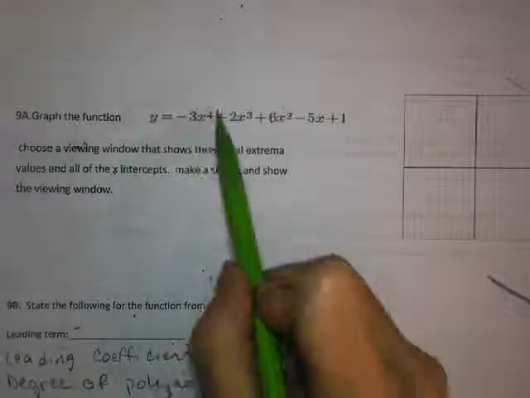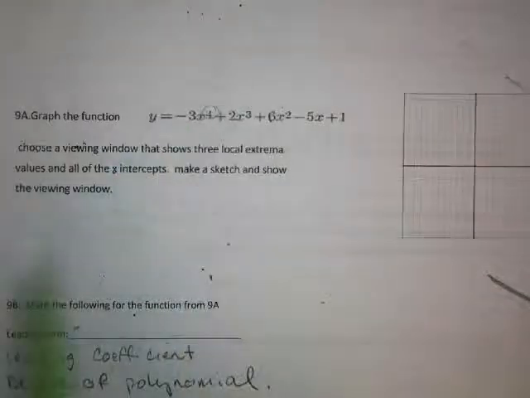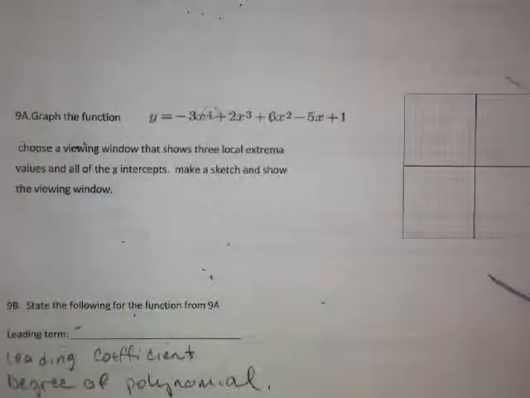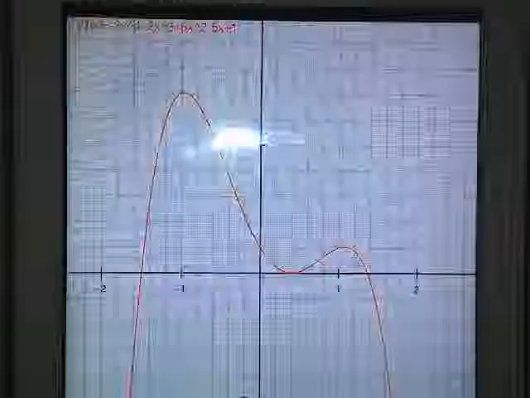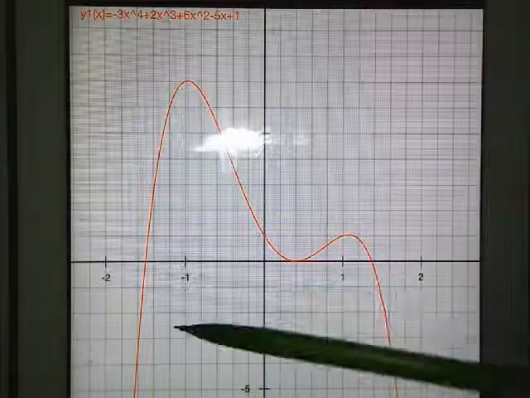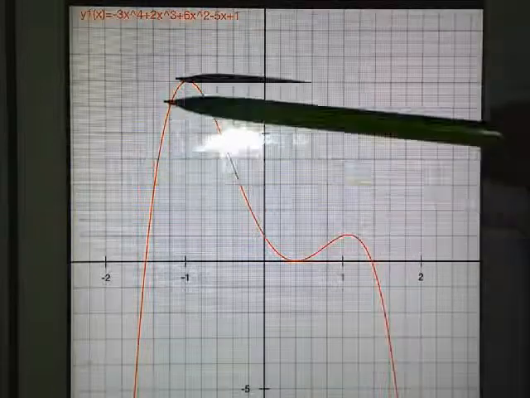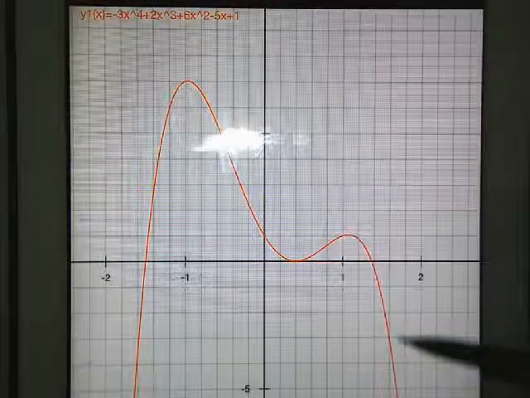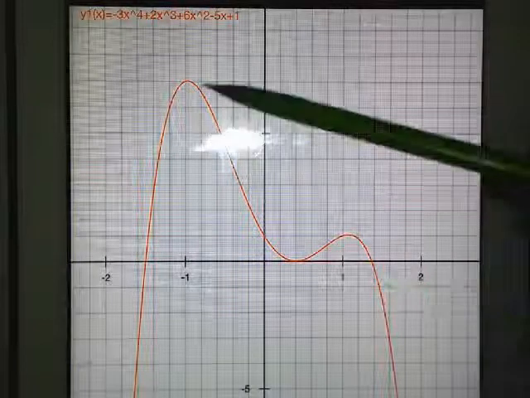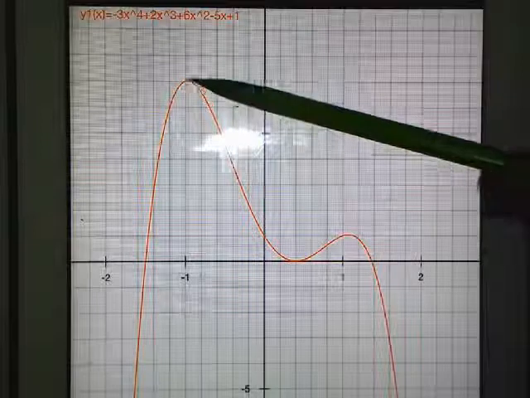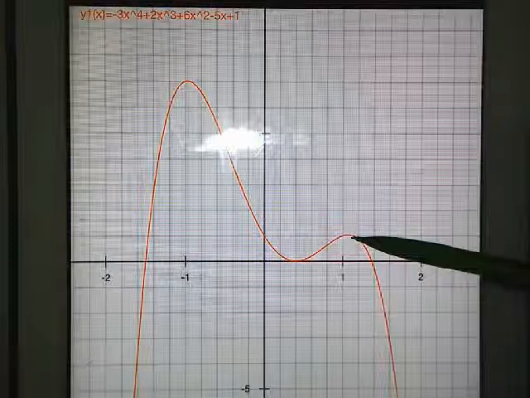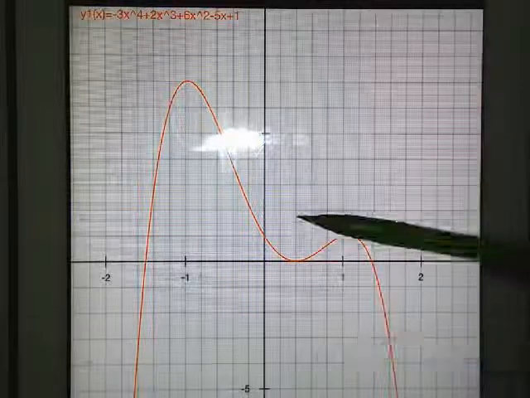We know that it is to the 4th power. So when it says 3 local extrema, it knows there's going to be 3 because it's a quartic, right? So we have 1, 2, 3, 4 movements because it's a degree 4 polynomial. And we have a local maximum here, a local minimum here, and another local maximum here. So that's my 3. So it wants you to show all 3.